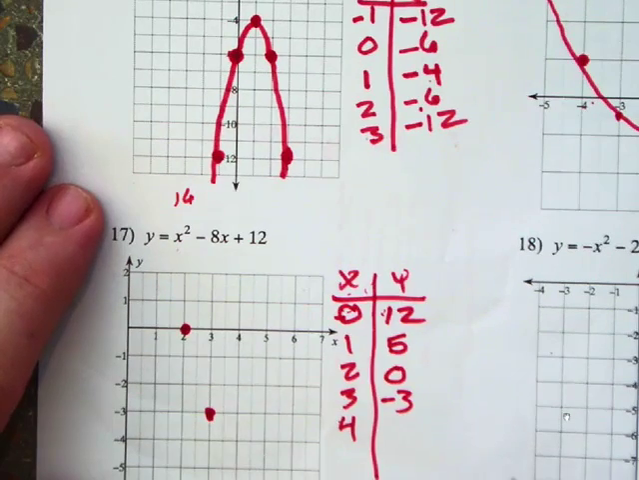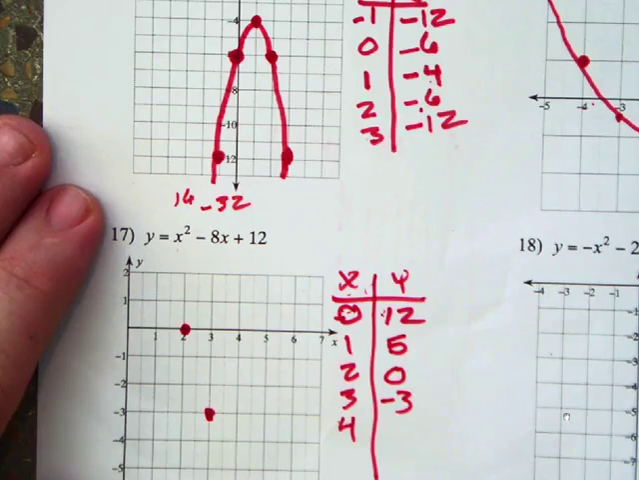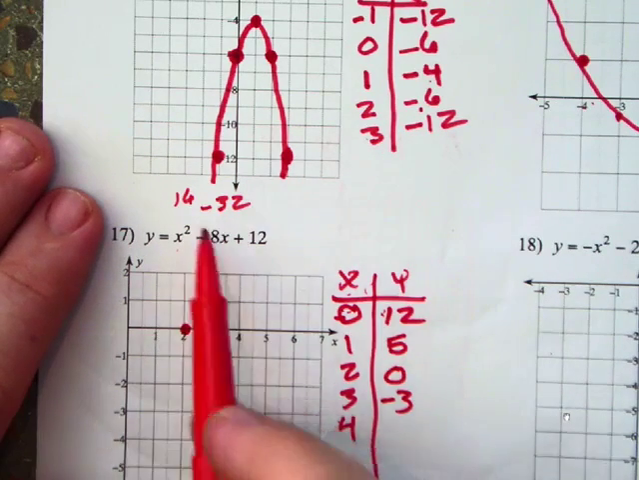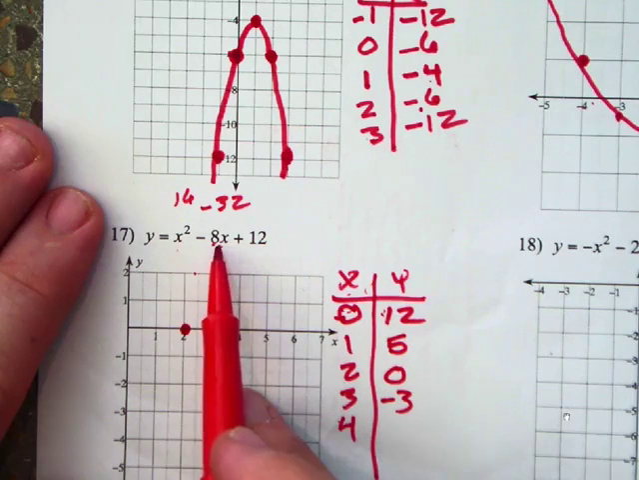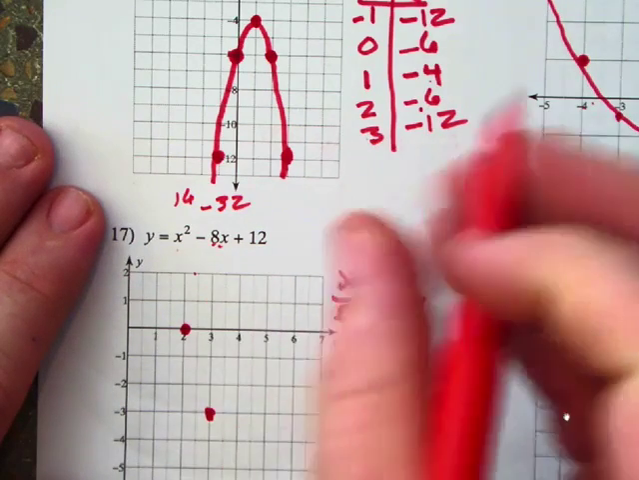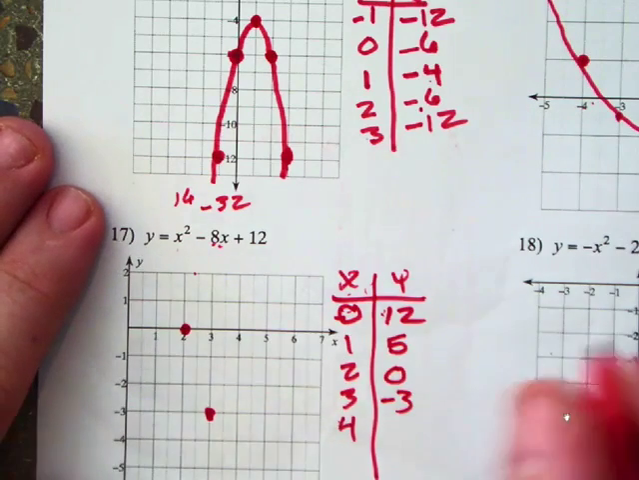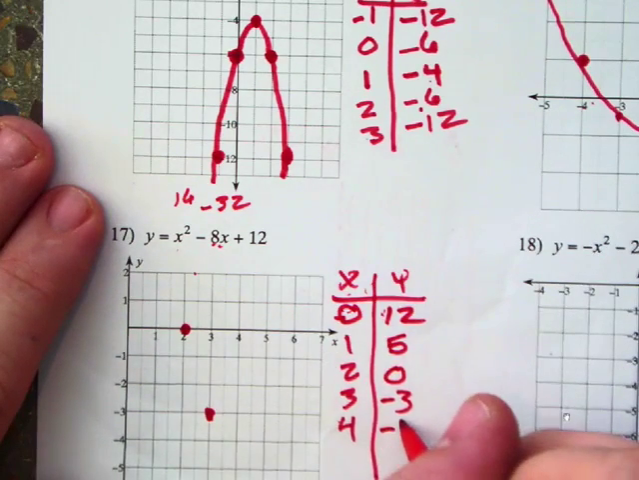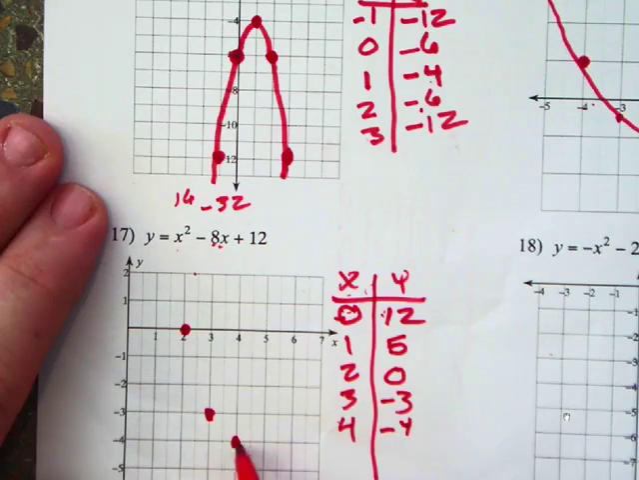Okay, 16 minus 32. And I'm getting the 32 from 8 times 4, just plugging the 4 into the x. 16 minus 32 is -16. -16 plus 12 is -4. So now when we go to 4, we go down to -4. I'll bet that's going to be the bottom.